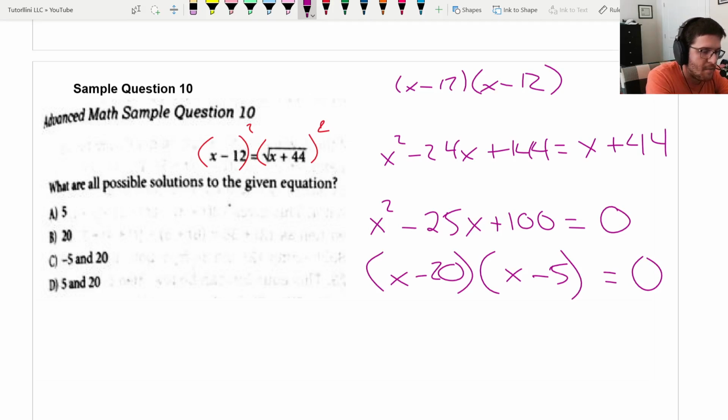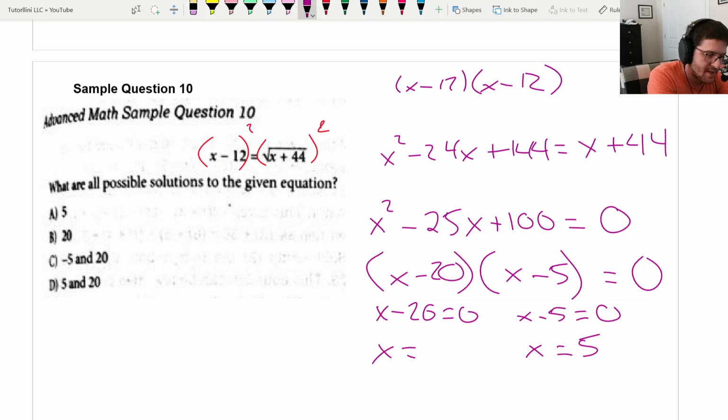Now let's put the zero product property. So x minus 20 equals 0. x minus 5 equals 0. We add 5 to both sides, we get x equals 5. We add 20 to both sides, we get x equals 20.